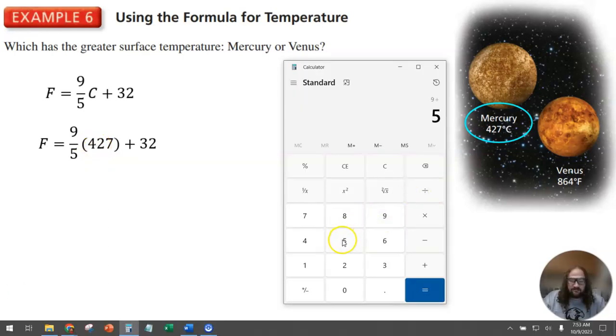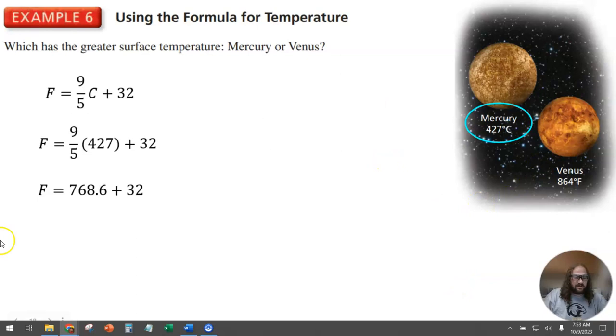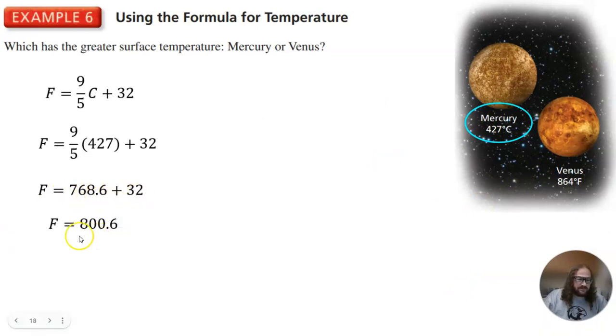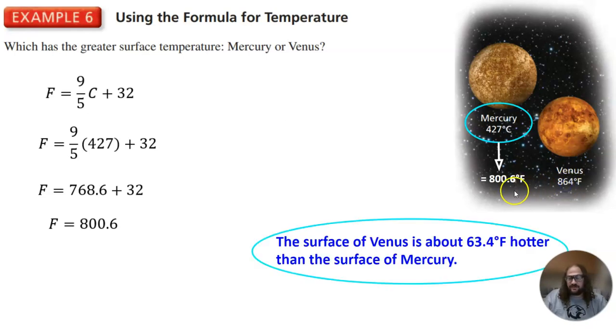9 divided by 5 times 427 is 768.6. Then we'll take 768.6 and add 32. So the surface of Mercury is about 800.6 degrees Fahrenheit. So it looks like Venus is hotter by about 64 degrees, well, 63.4 degrees hotter.